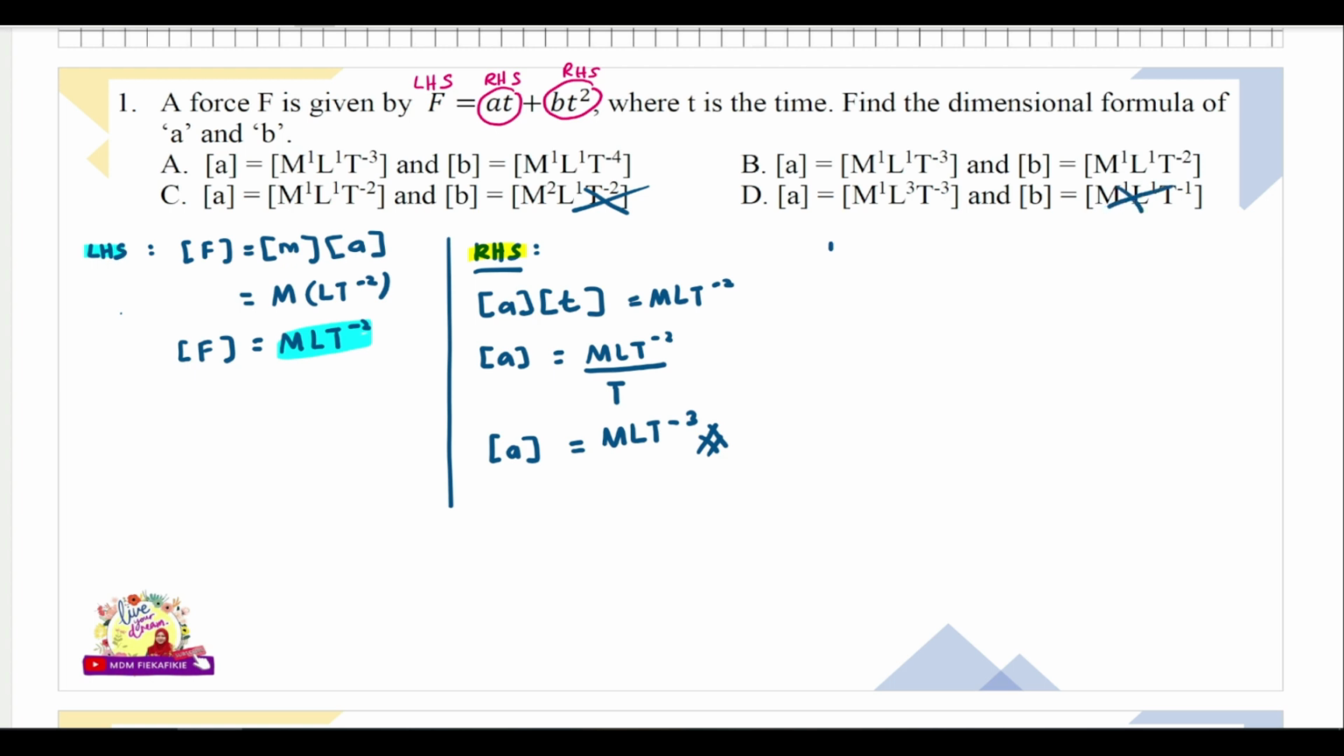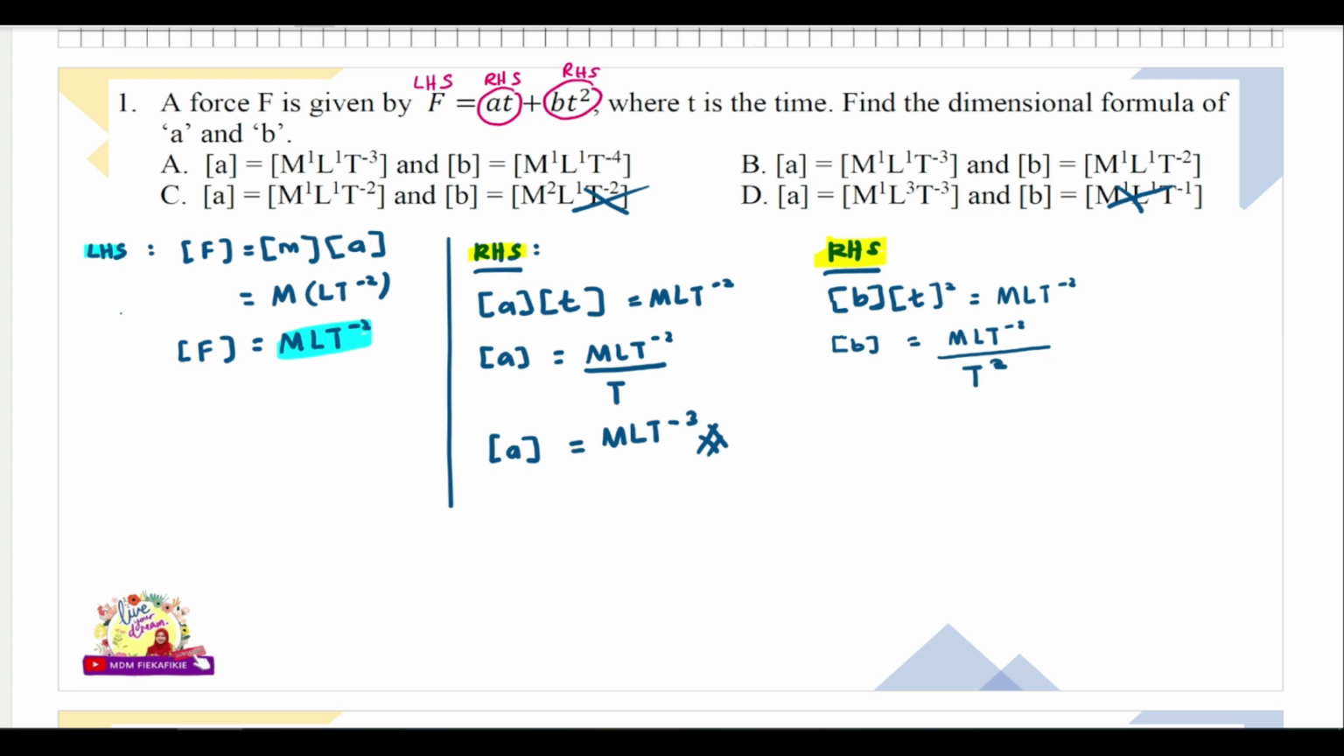Okay, so sekarang kita buat lagi right hand side yang kedua, sebab dia ada tambah kan BT squared. Konsepnya dekat sini, bila you nampak tambah tengah ni, awak tak boleh tambahkan dimension AT tambah dengan BT squared. Salah. Dimension untuk F mesti sama dengan dimension AT dan dimension F mesti sama dengan dimension BT squared. Jadi bila saya tulis dekat sini, dimension BT squared is equal to MLT negative 2. Kita nak cari dimension B. Kita try lah selesaikan.